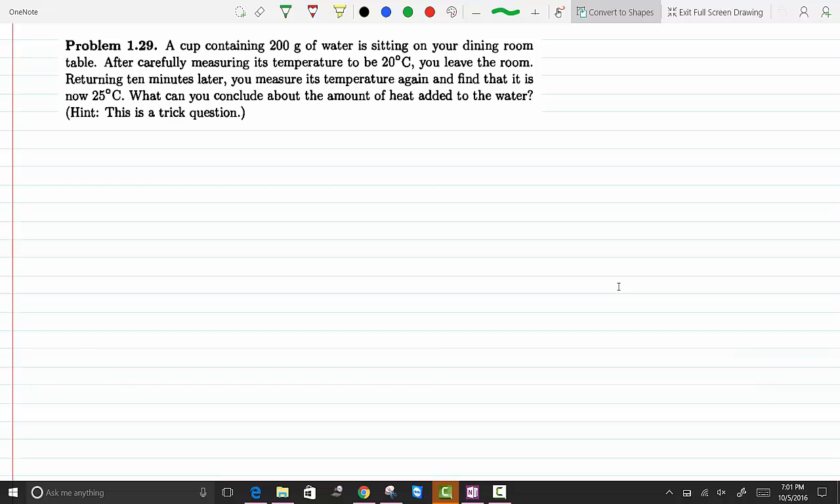So yeah, okay, we could actually find it quantitatively. It says this is a trick question. I'm not seeing any tricks really in this question. It's heat added to the water. Fairly straightforward. Well, I don't think you add heat.